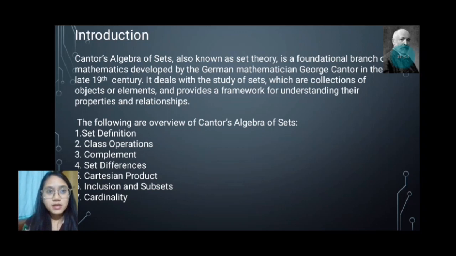Cantor's algebra of sets, also known as set theory, is a foundational branch of mathematics developed by the German mathematician Georg Cantor in the late 19th century. It deals with the study of sets, which are collections of objects or elements, and provides a framework for understanding their properties and relationships. The following is the overview of Cantor's algebra of sets: set definition, class operation, complement, set differences, Cartesian product, inclusion and subsets, and also cardinality.